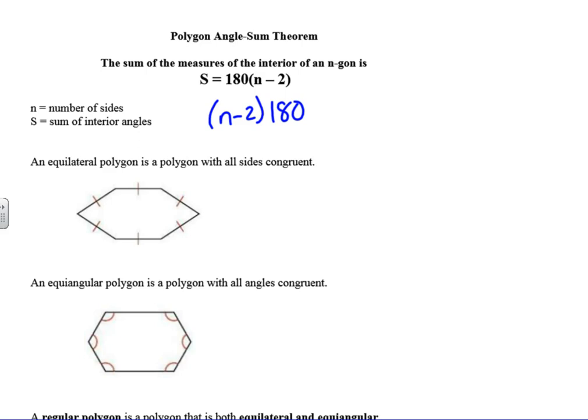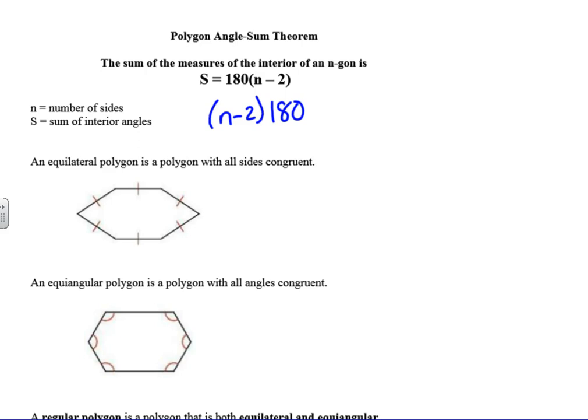N minus 2 times 180 is the sum of the interior angles of a polygon. All right, the song goes on, but we're going to stop there because that's all we've got so far.